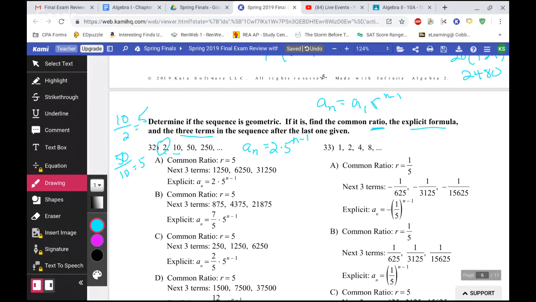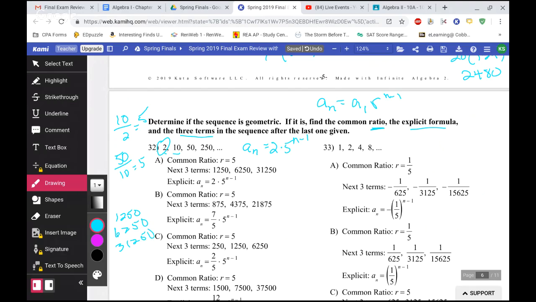Does that make sense to everybody? So I would take 250 times 5, and that's going to be 1250. And then multiply that answer times 5, and that's going to be 6250. And then you're going to take that answer times 5, and that's going to be 31250.